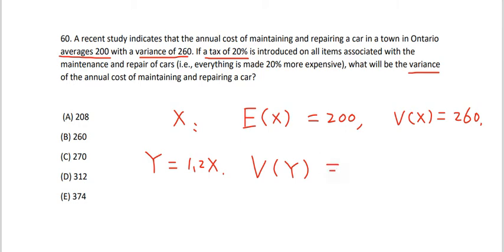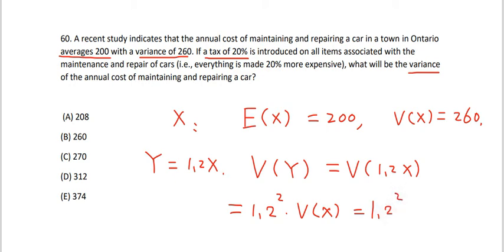So V(y) equals V(1.2x). This equals 1.2 squared times V(x). For variance, when we take a constant out, the constant should be squared. So this equals 1.2 squared times 260. Okay, so use a calculator and we can find it.